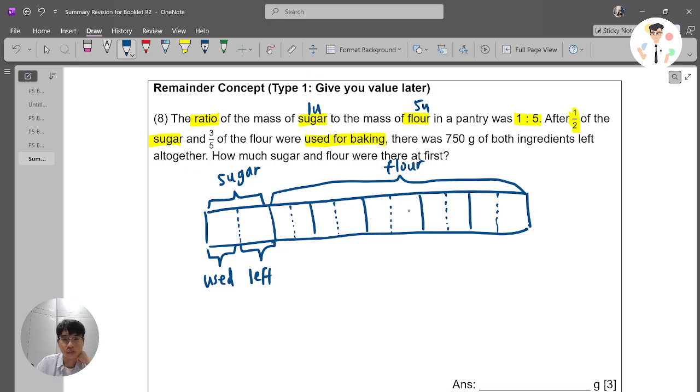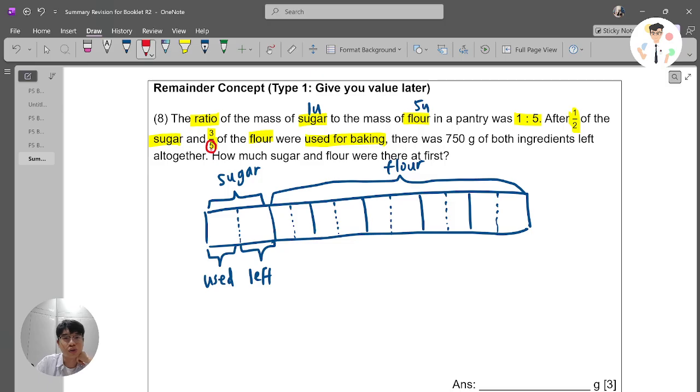I don't know how to draw this, so I just leave it there. Oh, I almost forgot. Here it says what? 3 out of 5 of the flour were used for baking. Now, here it is saying that I have 5 units of flour. But here I have how many? 1, 2, 3, 4, 5, 6, 7, 8, 9, 10. 10. Here says 10, here says 5.